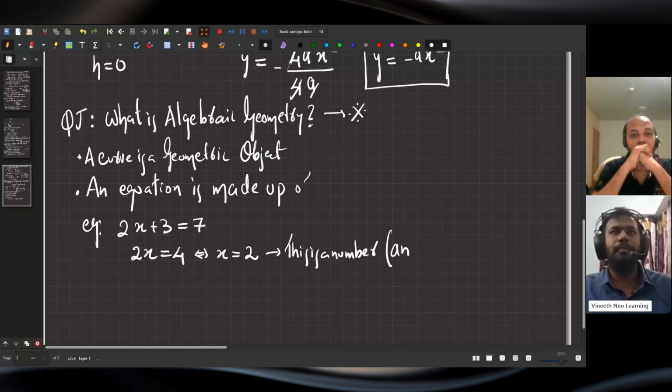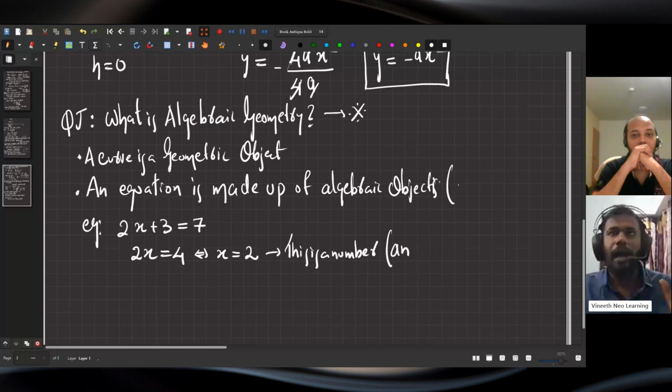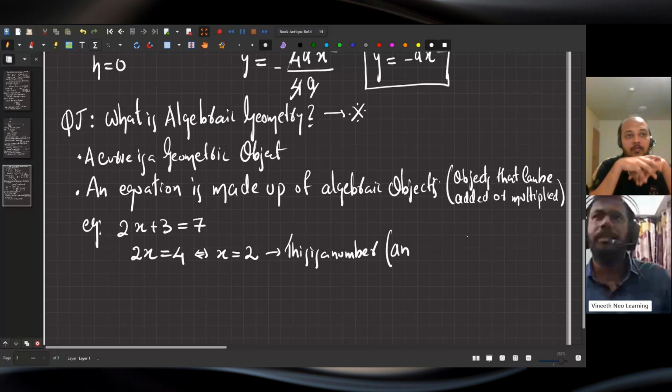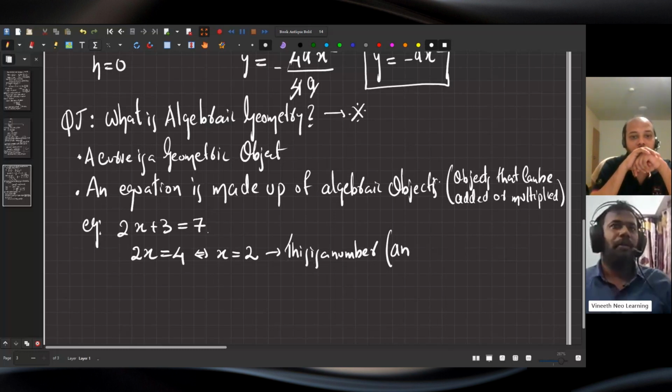An equation is made up of algebraic objects, meaning objects that can be added or multiplied. Subtraction is addition with a negative number, so that is actually an addition. In this example equation, we got the solution, and the solution is a number, an algebraic object.